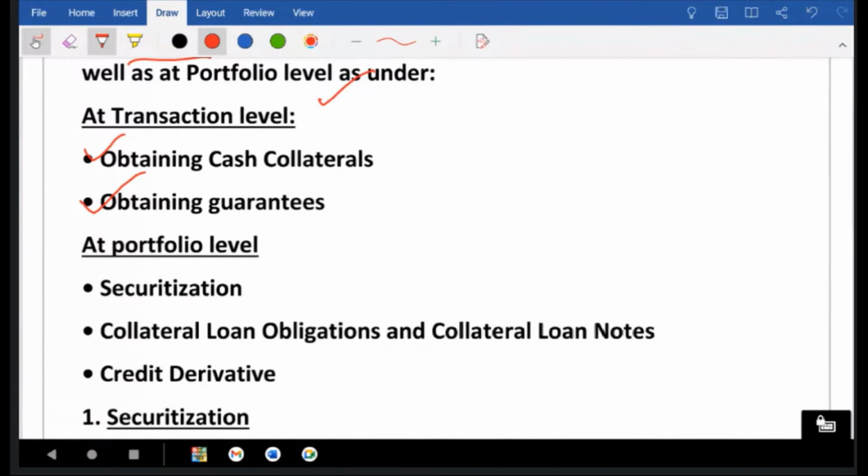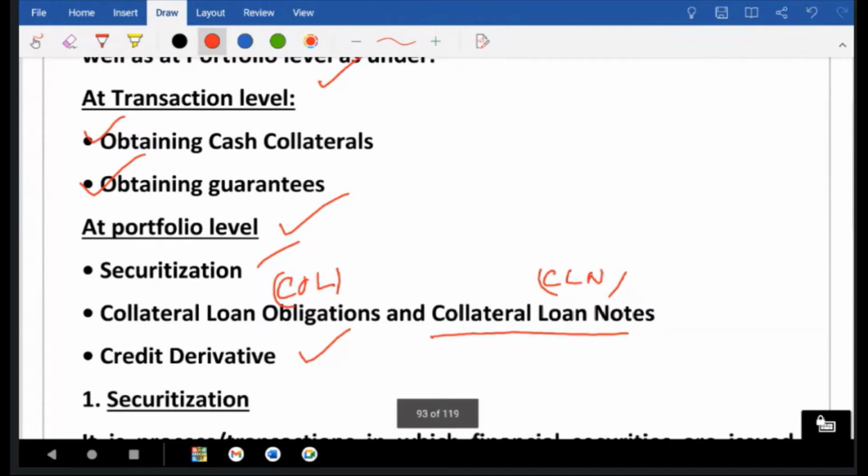And at portfolio level we use processes like securitization, collateral loan obligation, which is also called CLO in short form, and credit linked note, also called CLN. And credit derivative. We'll discuss one by one. Portfolio level means whatever assets we are handling for future use, which will be generating income for the bank. So we'll see one by one.